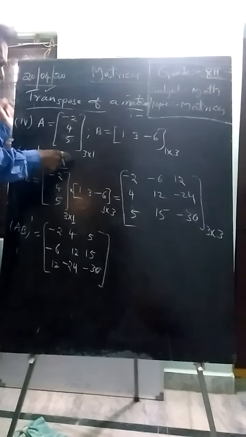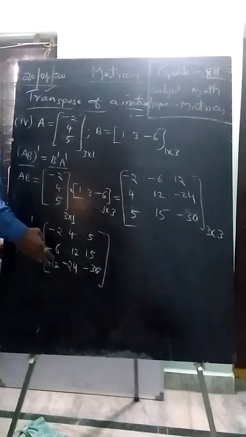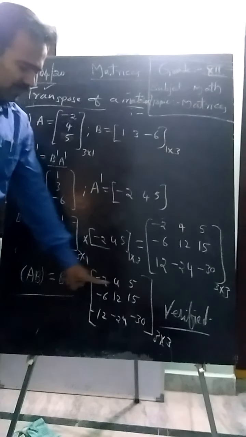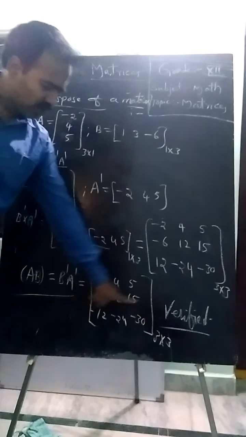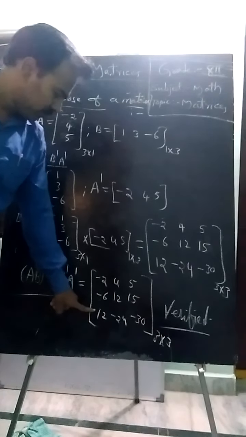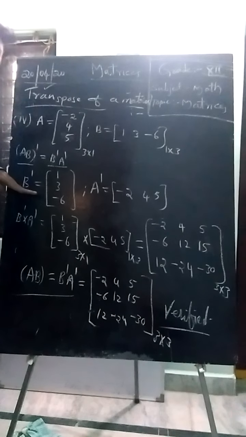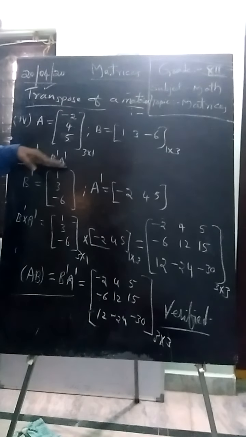Let us find the value of B transpose into A transpose and check whether it is true or not. Previously, in the previous steps, we found the AB transpose value as minus 2, 4, 5; minus 6, 12, 15; 12, minus 24, minus 30, which is of order 3 by 3. Now we have to check that it equals B transpose into A transpose. Find B transpose.